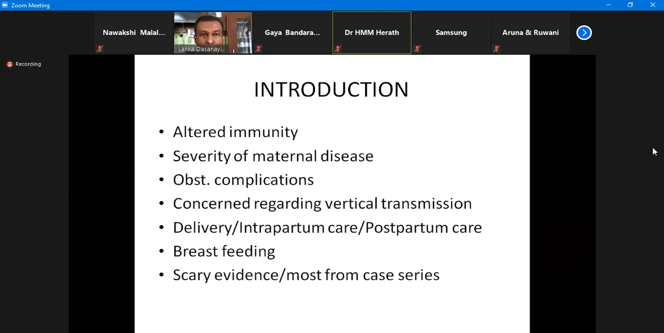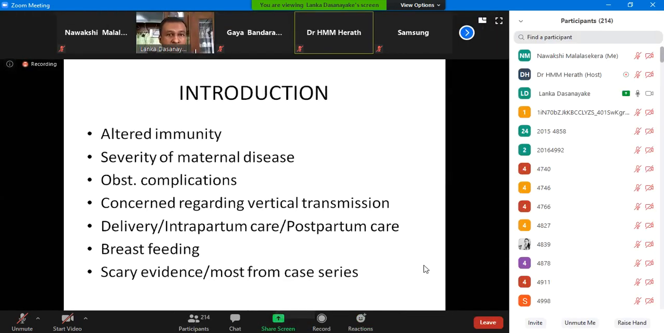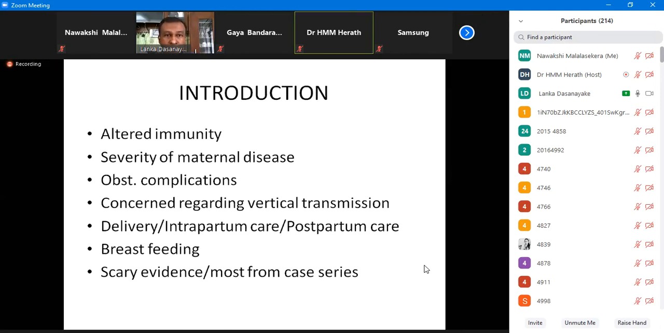What we know is that pregnancy is a special physiological situation with altered immunity and a lot of other physiological changes happening. Because of that, we categorize pregnancy as a special situation. Any infection during pregnancy may have different severities. Sometimes it may involve a lot of morbidity and mortality.